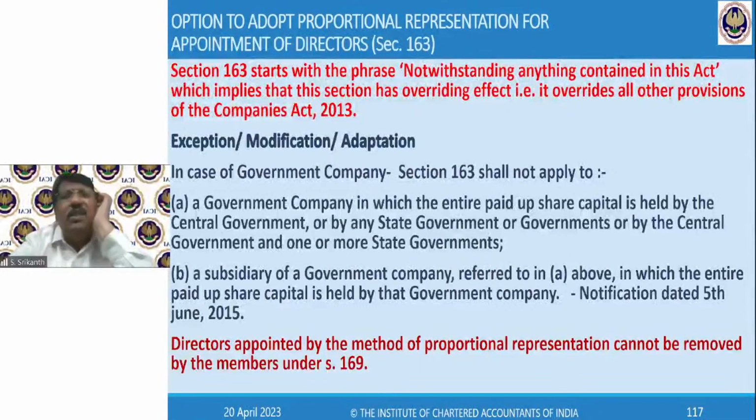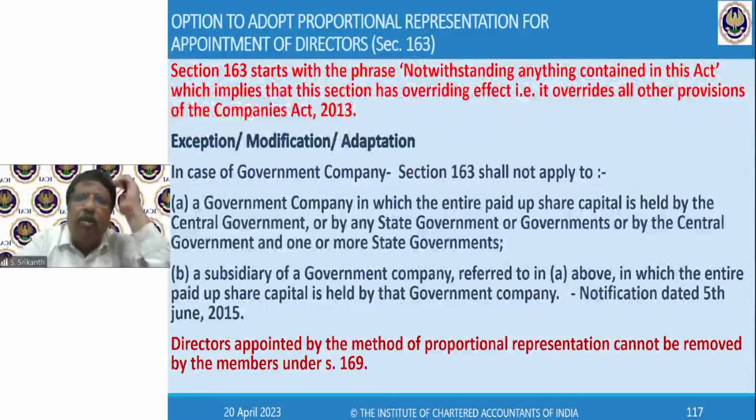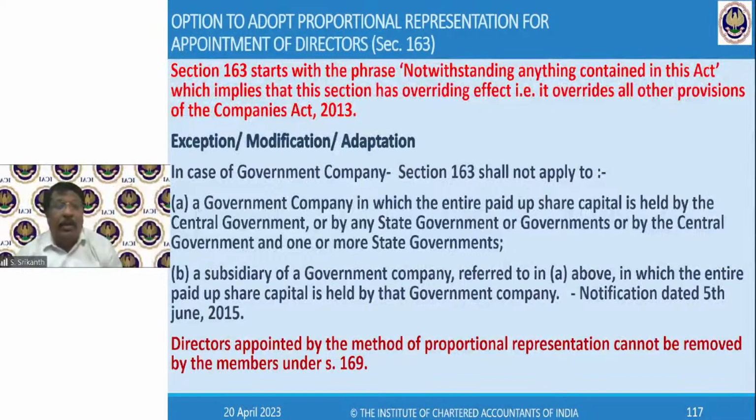Section 163 starts with the phrase, notwithstanding anything contained. So this overrides all other provisions, right? 163 shall not apply to government companies, subsidiaries, etc. Please note, directors appointed by the method of proportional representation cannot be removed by the members under section 169. Similarly, a small shareholder director cannot be removed. Because otherwise what will happen? We struggle so hard to put him, then the majority will come and remove him. Not possible. They cannot be removed.